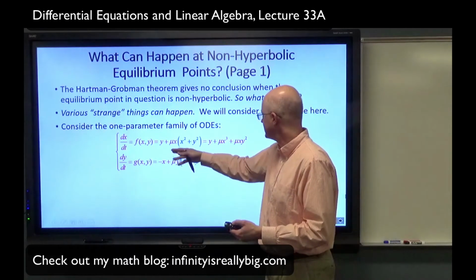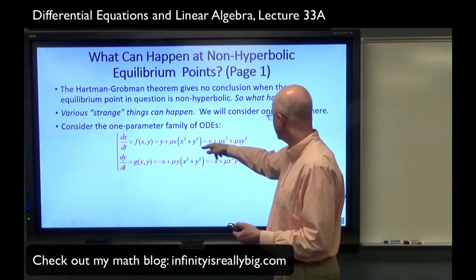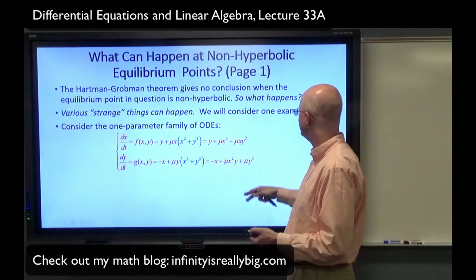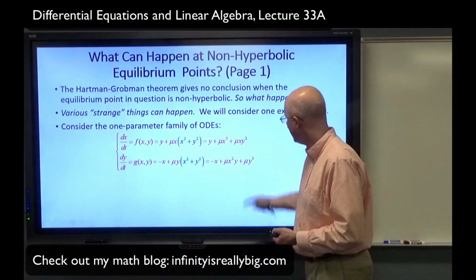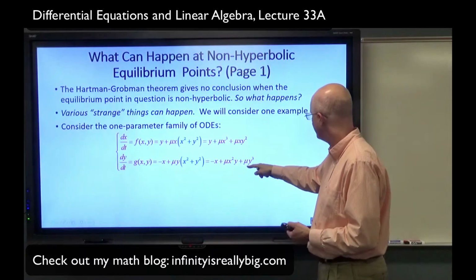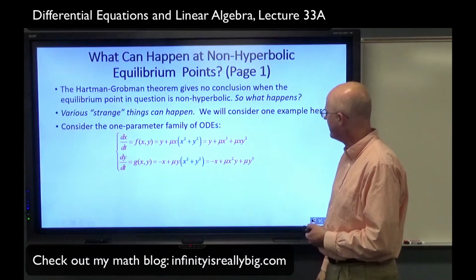What is the system? Well, of course, you can see it here. You can expand it out to this. You see it's cubic in both. You've got an x cubed term and an x times y squared term there. And down here, you have an x squared times y term there and a y cubed term there.